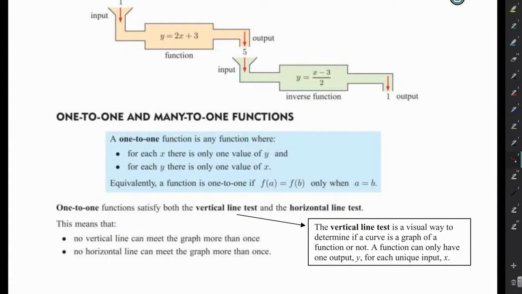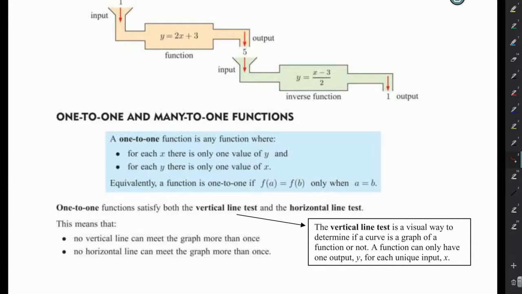We're also going to use some one-to-one or many-to-one descriptions. One-to-one means for every value of x, there's only one y, and for each y, there's only one x, right? One-to-one functions satisfy the vertical line test and the horizontal line test. This means that no vertical line can meet the graph more than once, and for the horizontal line test, no horizontal line can meet the graph more than once.